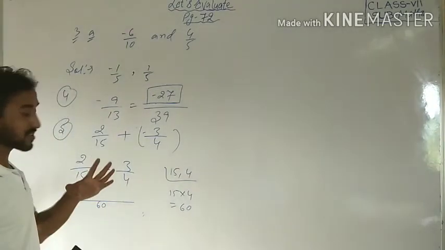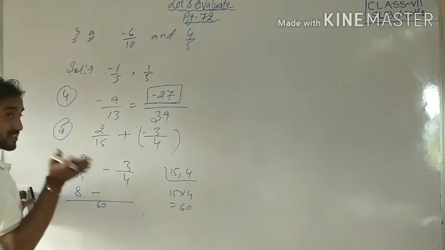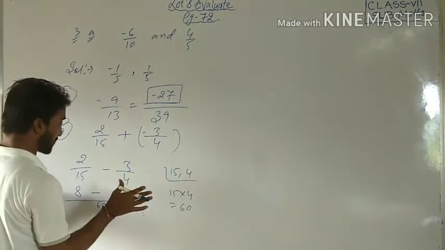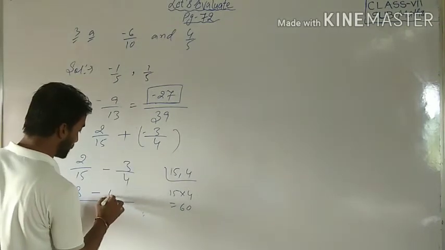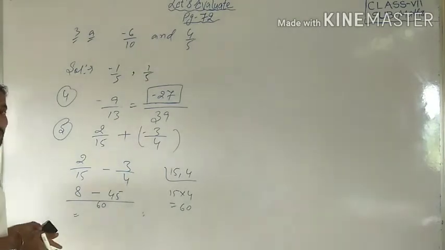15 times 4 is 60. 2 times 4 is 8, minus 4. 15 times 3 is 45. It means 8 minus 45. Is it possible? Not possible.